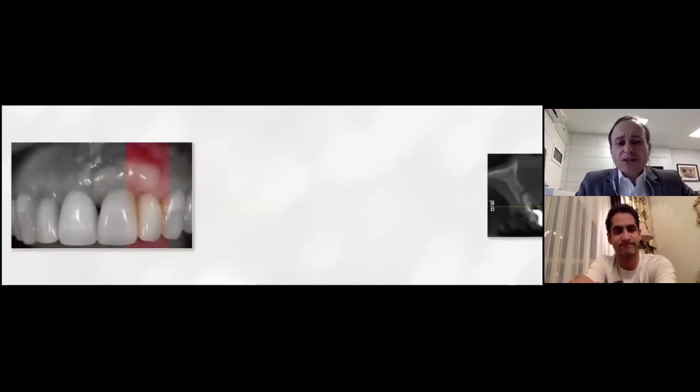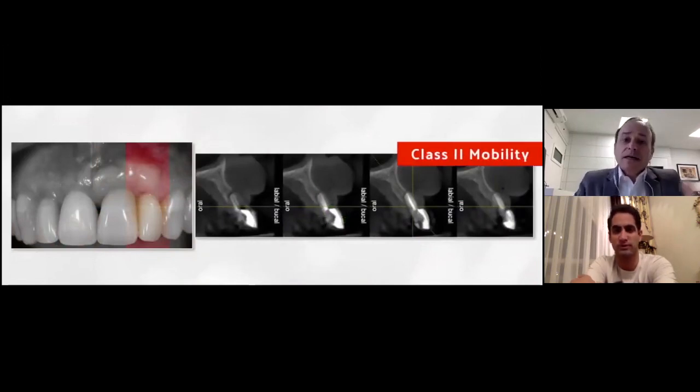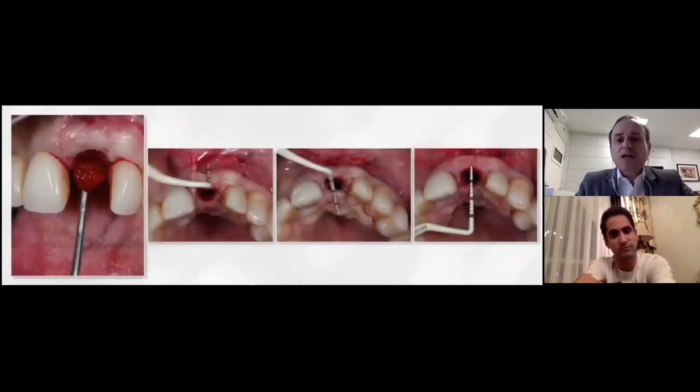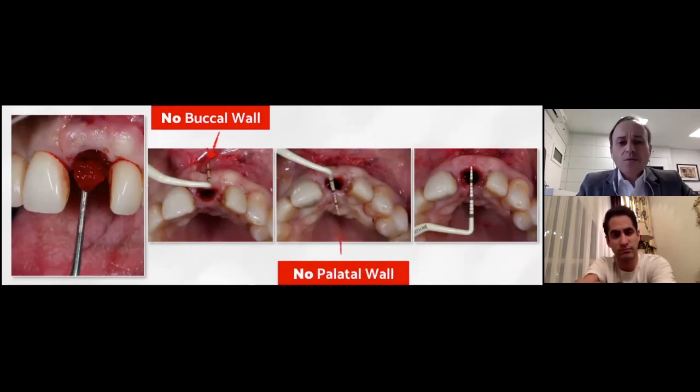But how about the left lateral incisor? Only the palatal wall remained partially, but the patient lost completely the buccal wall. And we had here class 2 mobility. And we decided to keep this tooth in place, to save this tooth. What did we do? We extracted this tooth. We did a very gentle curettage in order to clean the socket as much as possible. And it was confirmed that we have no buccal wall, no palatal wall.